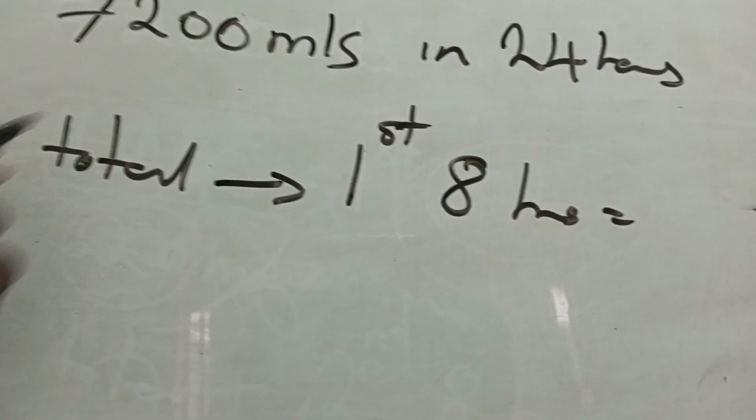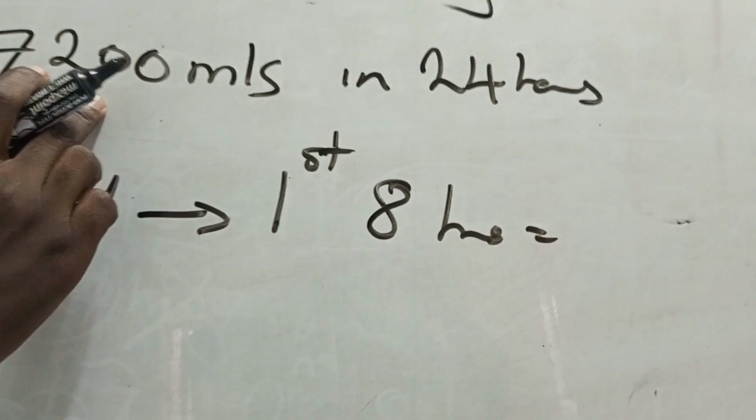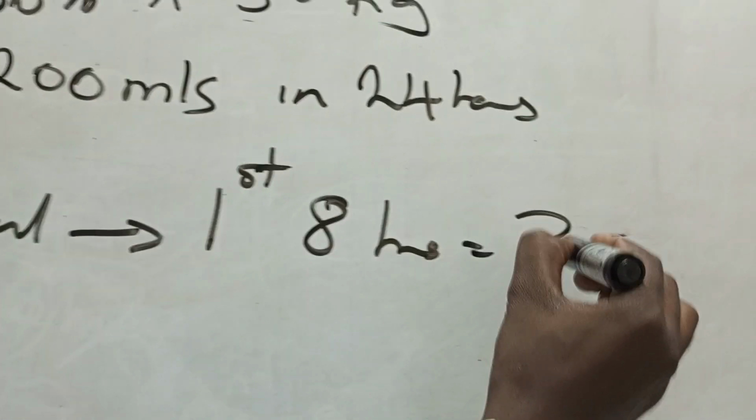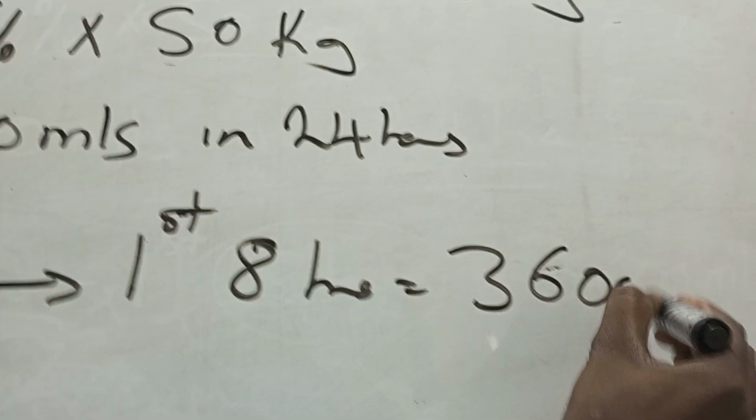Now, what is half of this? Of course, half of this will give us something around 3,600 mL.